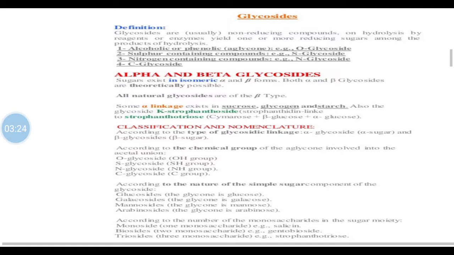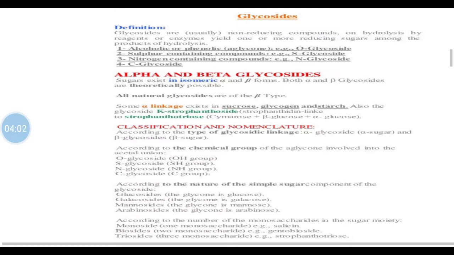Now glycosides are usually non-reducing compounds. On hydrolysis by reagents or enzymes, they give one or more reducing sugars among the products of hydrolysis. So if an alcoholic or phenolic compound is there, those are O glycosides, sulfur containing compounds are S glycosides, nitrogen containing compounds are N glycosides and C glycosides.